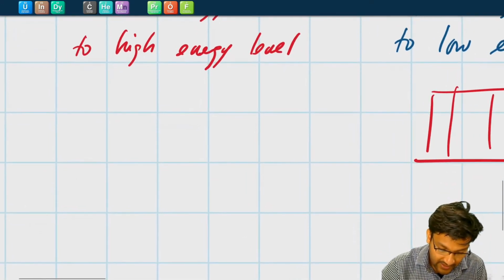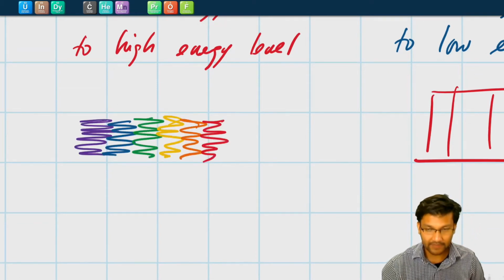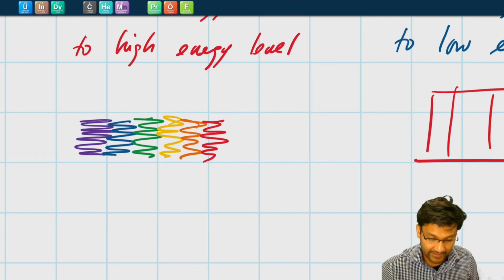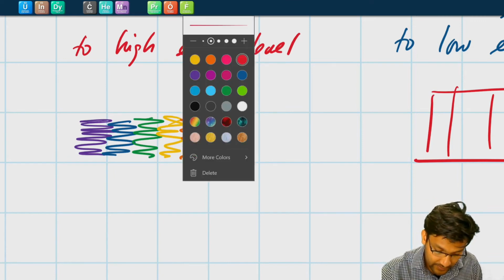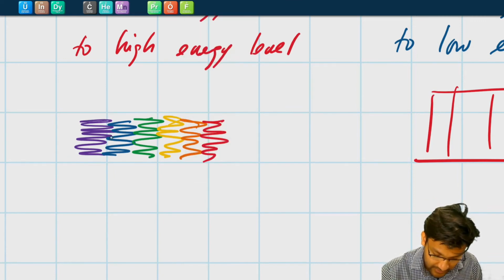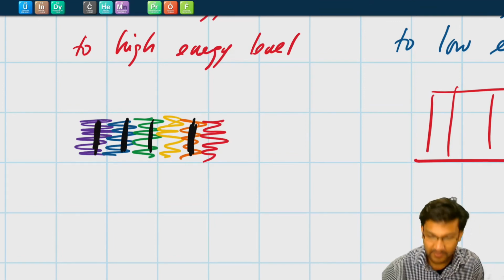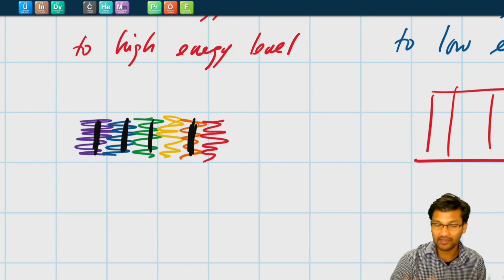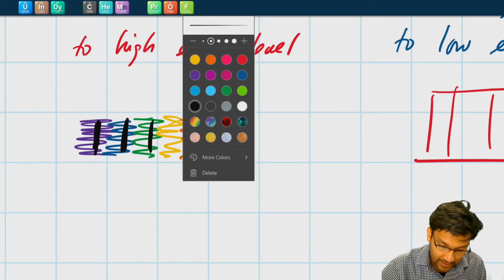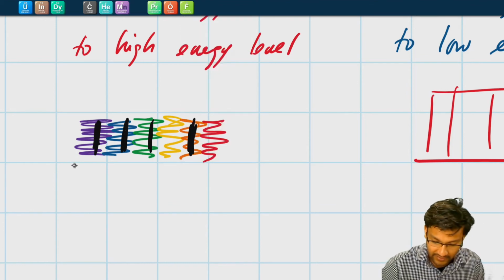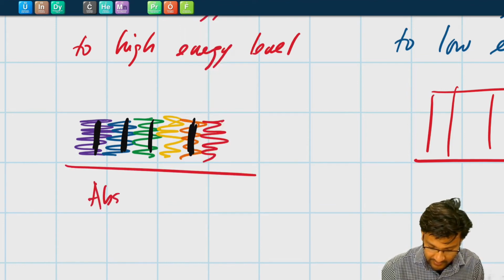So what you'll end up seeing, and it's difficult for me to draw this, when you look at absorbed light, you shine all the colors of light, and then what you end up seeing is some colors are missing. So I'll draw that as black. Some colors might be missing. Why are they missing? Because they disappeared because they were absorbed by the atom. So there we go. That's absorption spectroscopy.